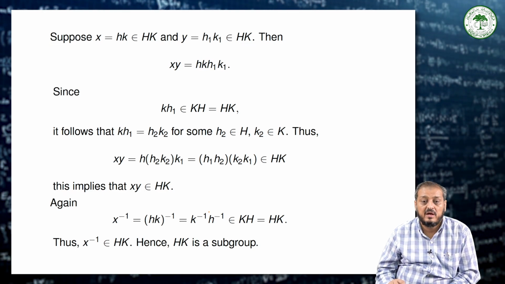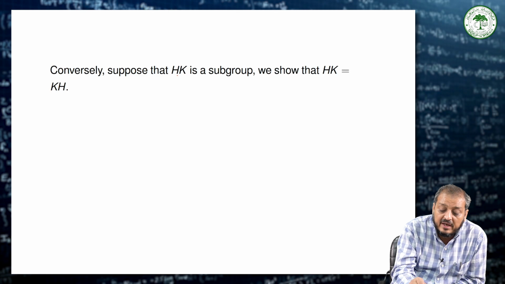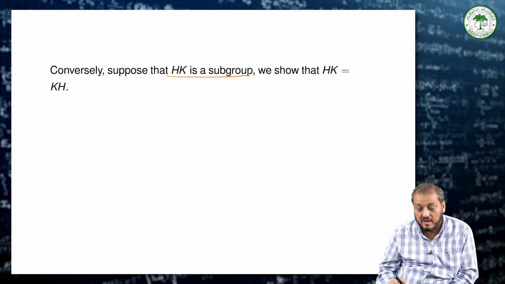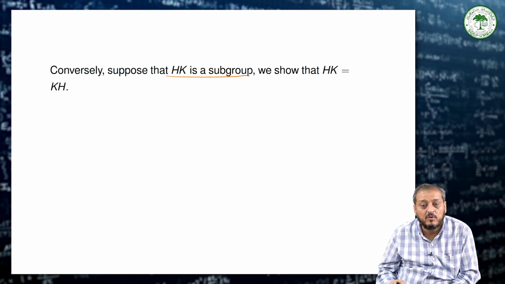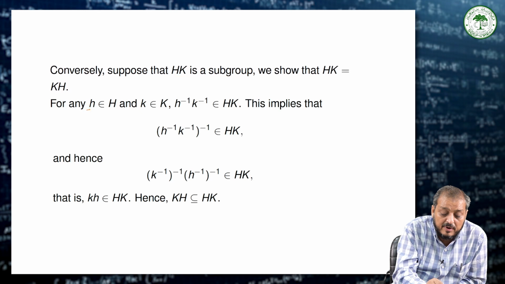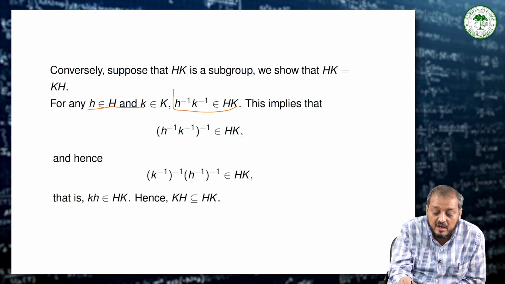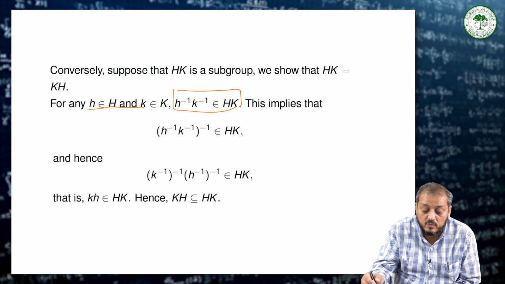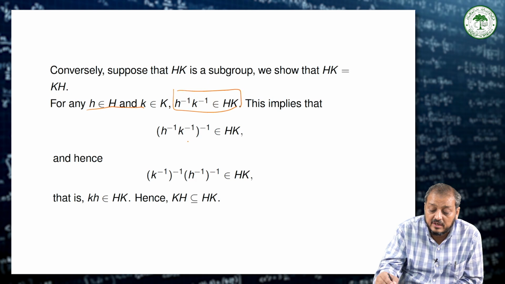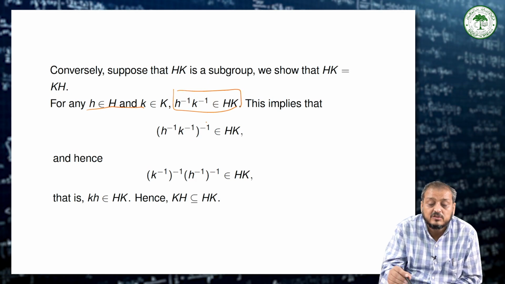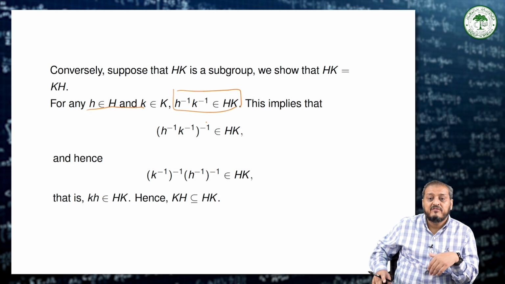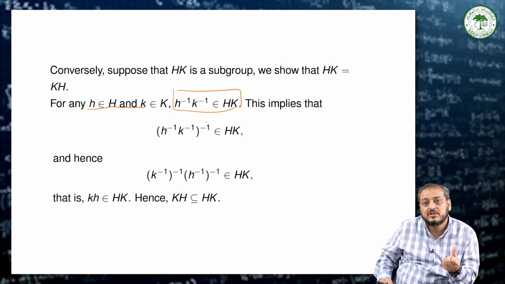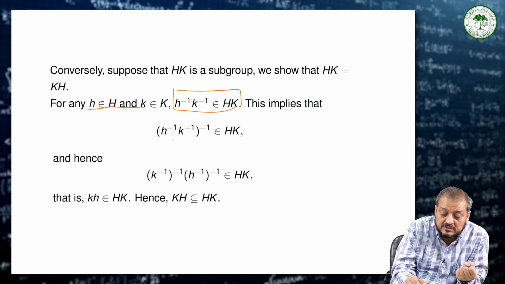Now conversely, suppose that HK is a subgroup of G. Then we have to show that HK is the same as KH. If HK is a subgroup, then h is an element of H, k is an element of K, and h inverse k inverse is an element of HK. Because HK is a subgroup, the inverse of every element also belongs to the same set HK. So the inverse of this is equal to this.